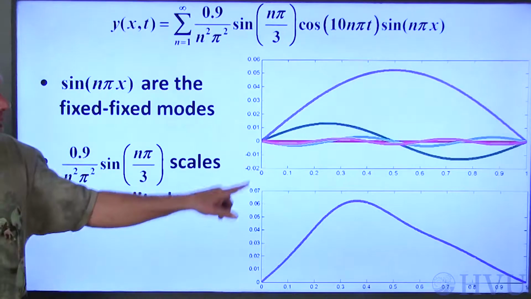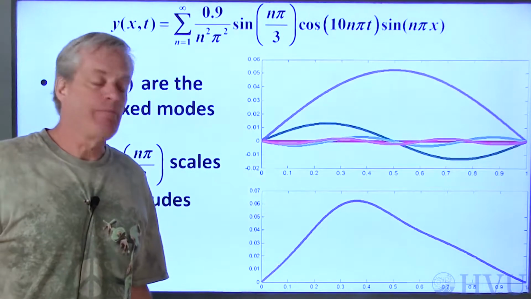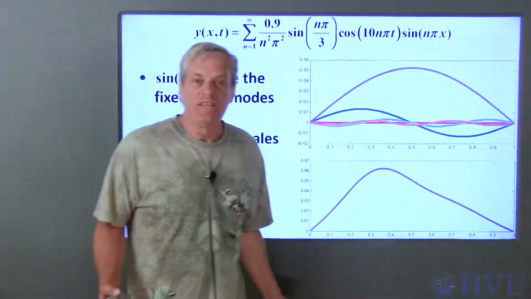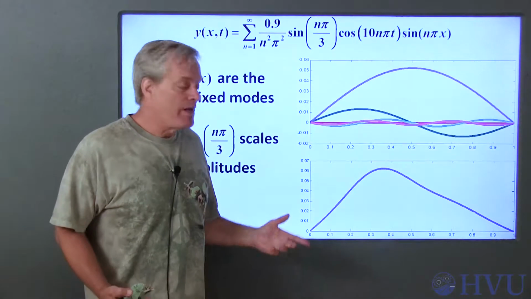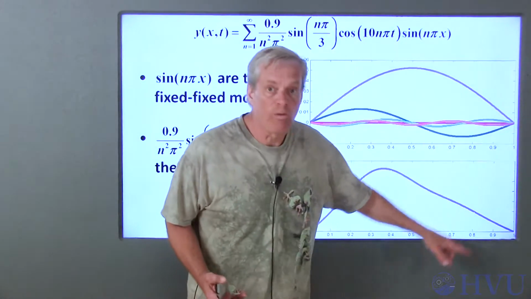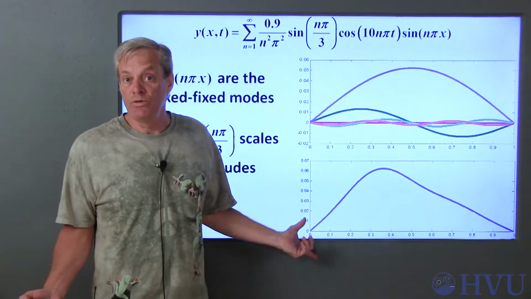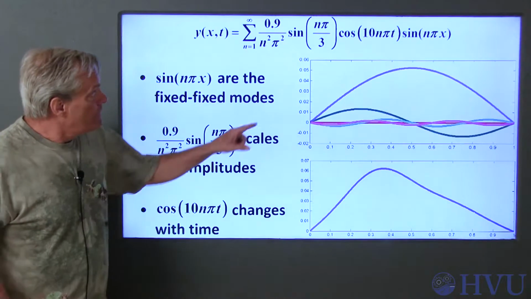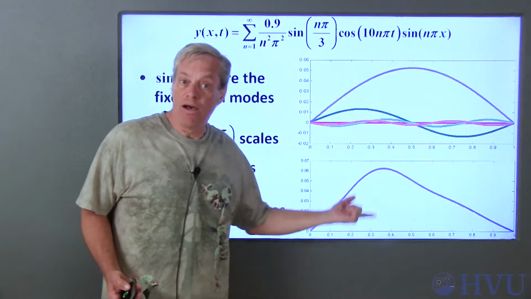If I add up all of these contributions, I get an approximation to the string's shape at time t equals 0. This sort of looks like the original shape. This point is rounded off, and we have a little wave here and here where it should be straight, but the resemblance isn't too bad considering we're only using a few terms. Finally, this cosine term here lets this wave oscillate up and down with time.